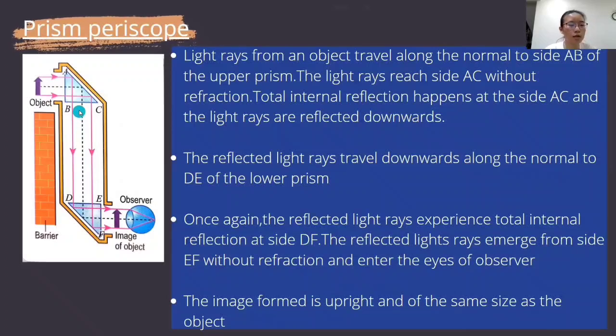Okay. Then the light will travel along here and reach here. Same, no refraction will happen when it passes through the DE side. But when it reaches the DF side, total internal reflection will occur again, and the light will emerge from the EF side and enter the eyes of the observer. Okay, the image formed is upright and the same size as the object.